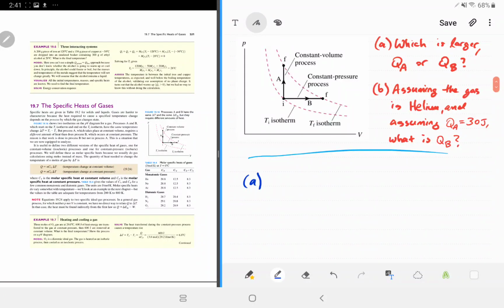To see the relationship between QA and QB, what we can do is just use the fact first that delta E thermal is the same for both. So delta E thermal for path A is equal to delta E thermal for path B. And notice how they're positive for both of them, because delta T is positive for both, that means delta E thermal is positive for both. We'll use that fact later. Okay, so then using the first law of thermodynamics, we can replace each of these with heat minus the work done by the gas. So I'll put W by for path A, and I'll put minus W by for path B.